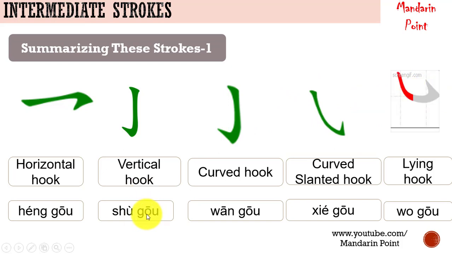So this guo is representing this hook. And the second point to note is that this one guo has a hook at the left side while this xie guo has hook at the right side.